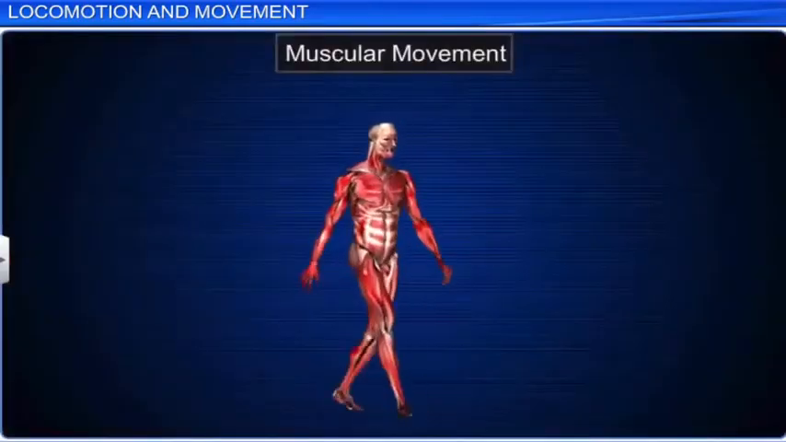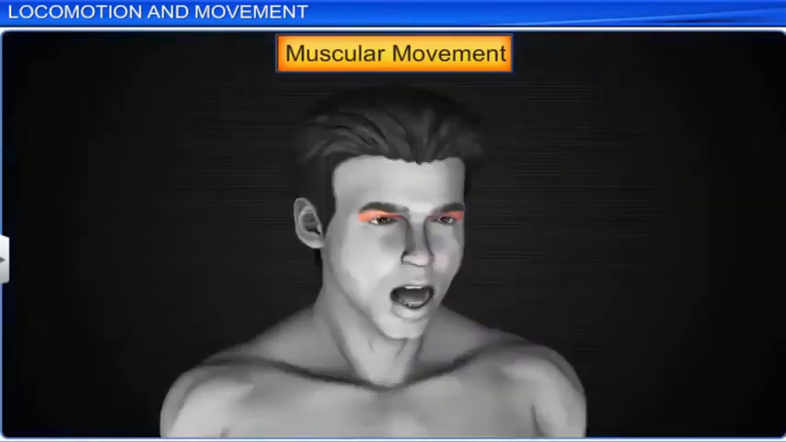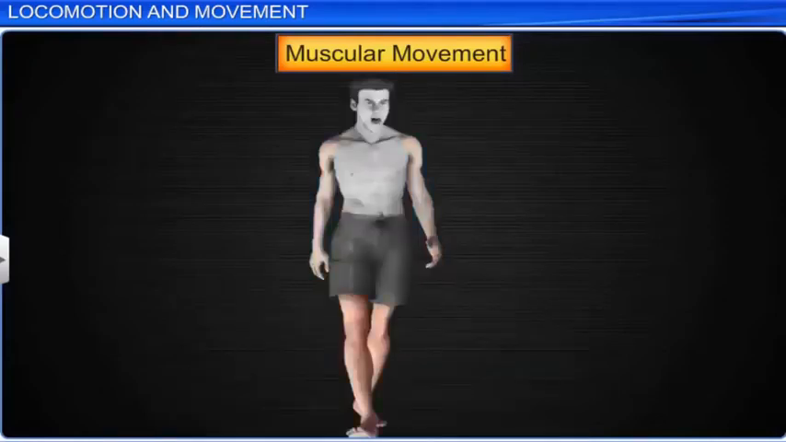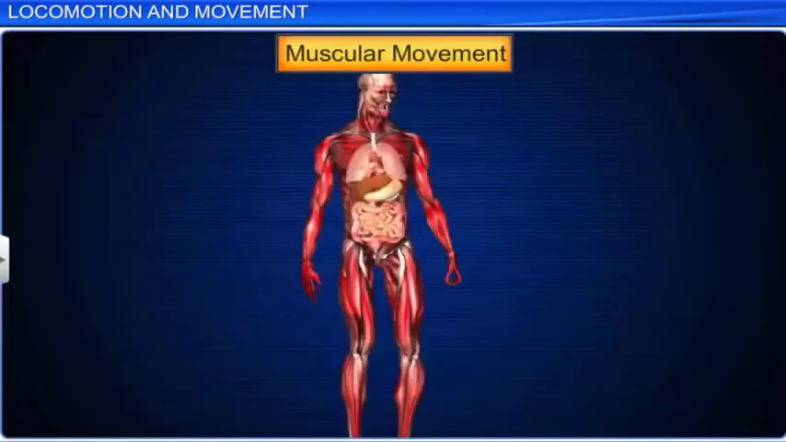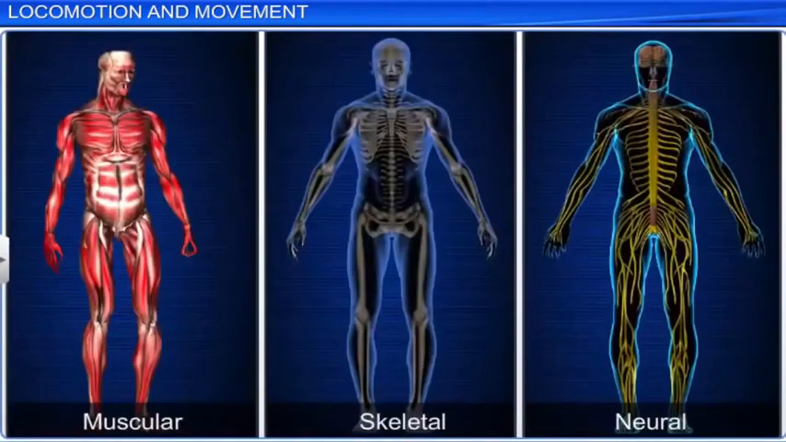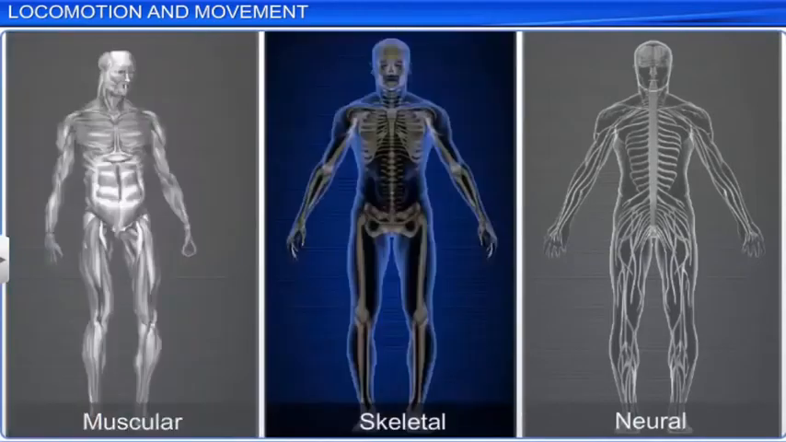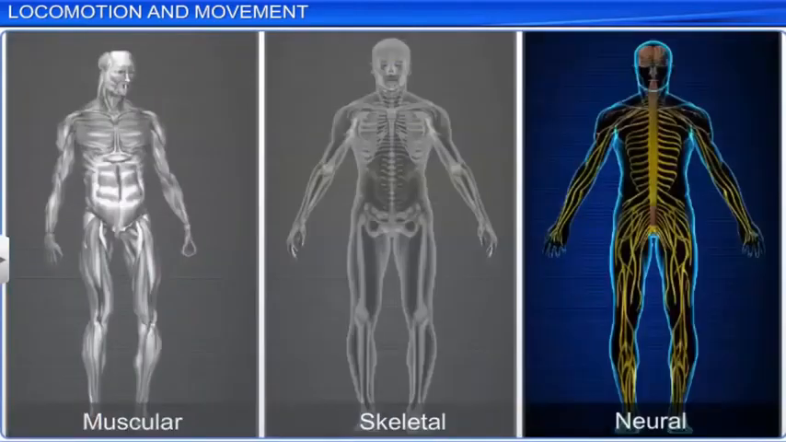The third type of movement is muscular movement, which is seen in the eyelids, tongue, jaws, hands, and legs. The contractile muscles help in body movements and locomotion of the organism. Moreover, locomotion is brought about by the coordination of the muscular, skeletal, and neural systems.